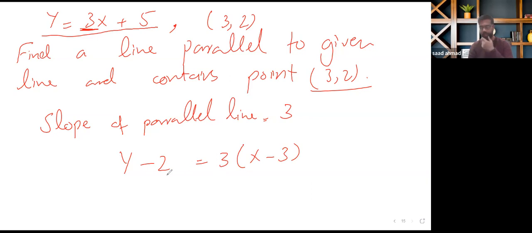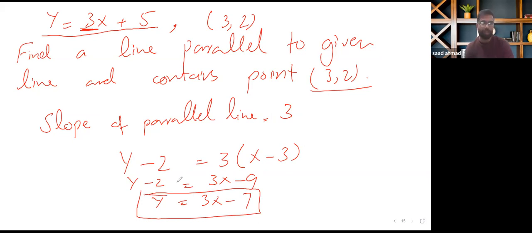We can even convert it into slope-intercept form. y minus 2 equals 3x minus 9. We add the 2 on the other side, so y equals 3x minus 7. So this is the equation of the line parallel to the given line.